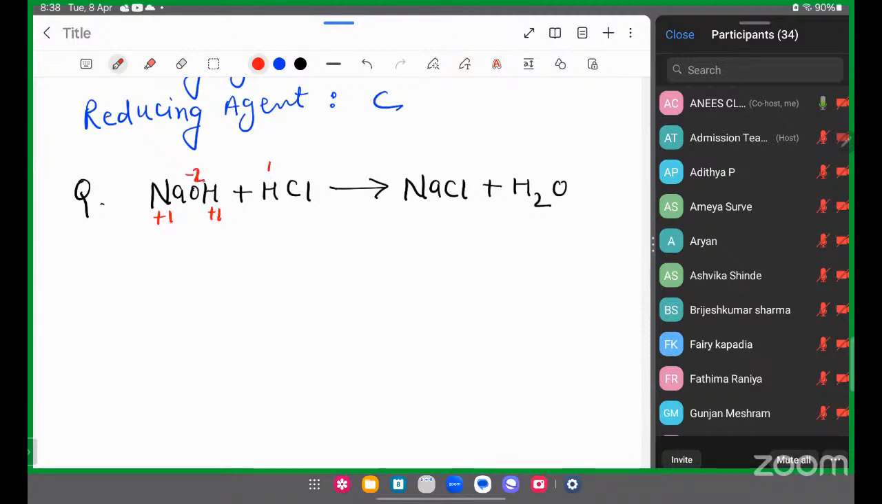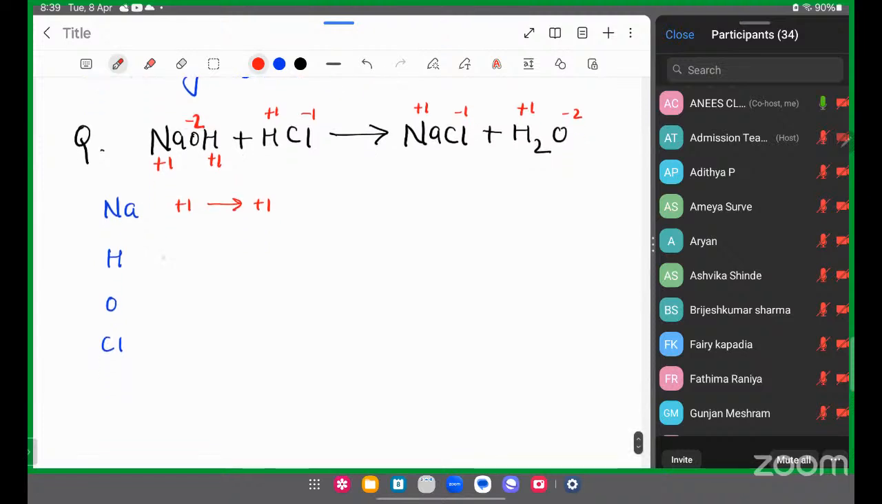In HCl, H is +1, Cl is -1. NaCl is Na plus, Cl is -1. And in H2O, H is +1 and oxide O is -2. If you will look at different elements, we have sodium, hydrogen, oxygen, and chlorine. What is the oxidation number of sodium before chemical reaction? So before chemical reaction, it is +1. And after chemical reaction, it is again +1.